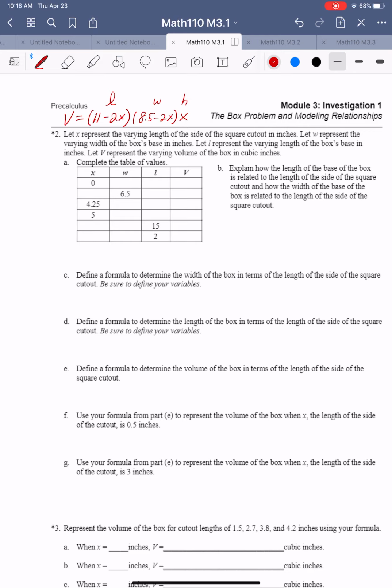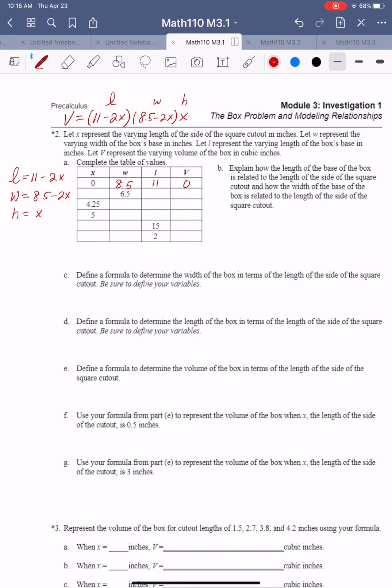So we want to fill the table in. Whatever is given, we can find this. If I individually write down the formula, the length is 11 minus 2x. The width is 8.5 minus 2x. The height is x. So x is given, which means we don't have a height; the height we use as x. So if you plug in 0 here, the width becomes 8.5 and the length 11, but there's no volume because the height is already 0. So 0 times anything is going to be 0.